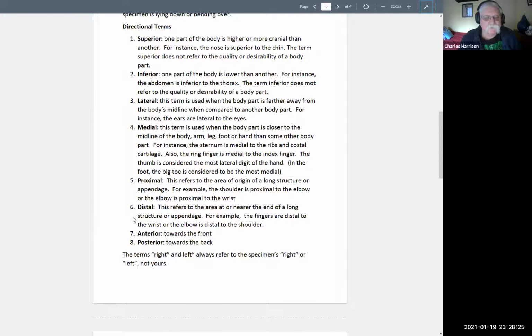Anterior is towards the front. So we've all done it. We've all walked into a wall or something. I'm sure you have. Or I'm the only crazy one in the bunch. If you look at the front of the body, that's all the anterior portion, and the posterior portion is the back.